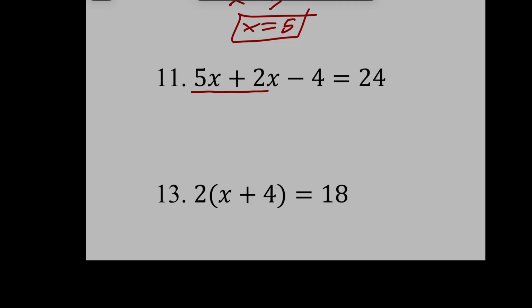And yeah, I can collect these. 5x plus 2x is 7x. Then you're just going to copy everybody else. Letters on one side, numbers on the other. So I'm going to add 4 to both sides.